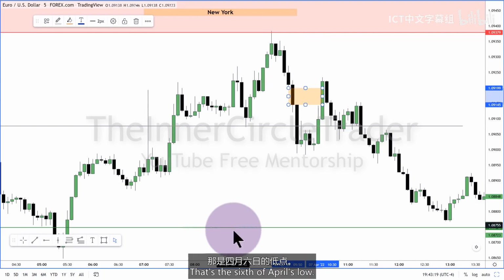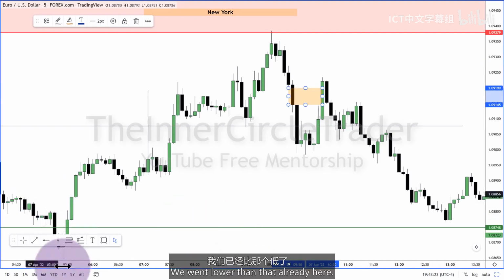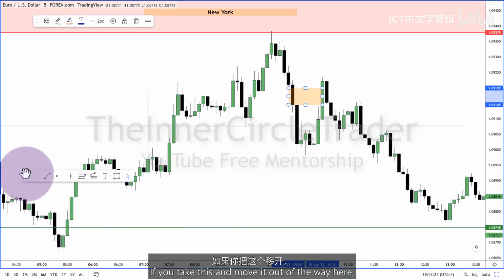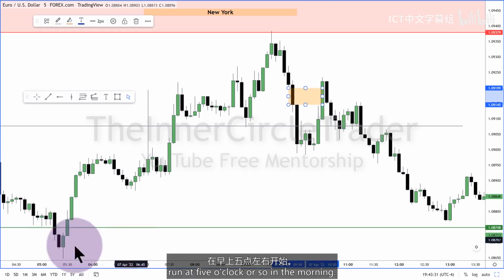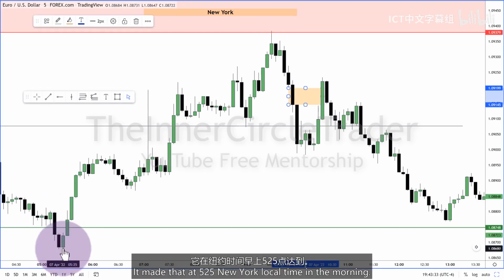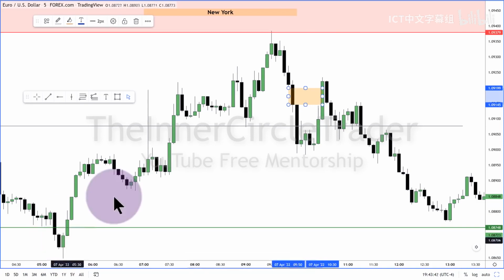Where is that? That's this level down here. That's the 6th of April's low. Yeah, we went lower than that already here. Let me get this thing out of your way. If you take this and move it out of the way here, we have an early run at 5 o'clock or so in the morning. It made that at 5:25 New York local time in the morning. It swept the previous day's low. So the 6th of April was swept.